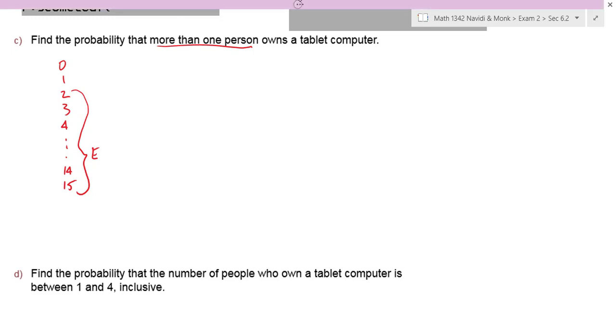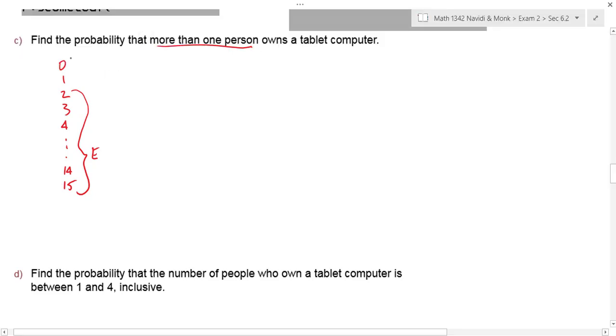That's our event. What would we call this region right here with the 0 and the 1 in it? It's the complement of the event. We said that the complement is whatever is in your sample space. Your sample space is all the numbers from 0 to 15. It's whatever's in your sample space that's not in your event. So this would be the complement.